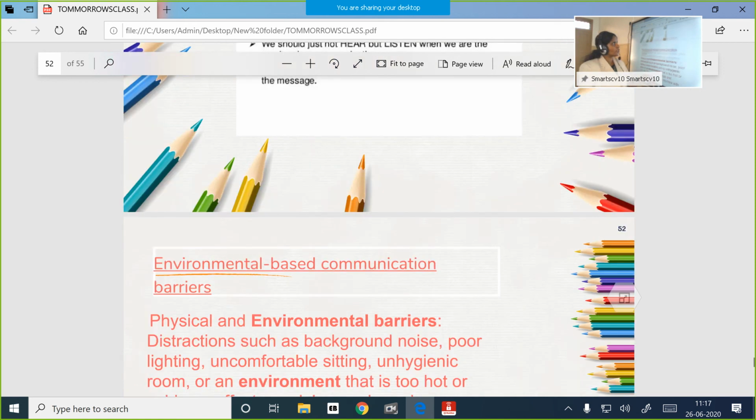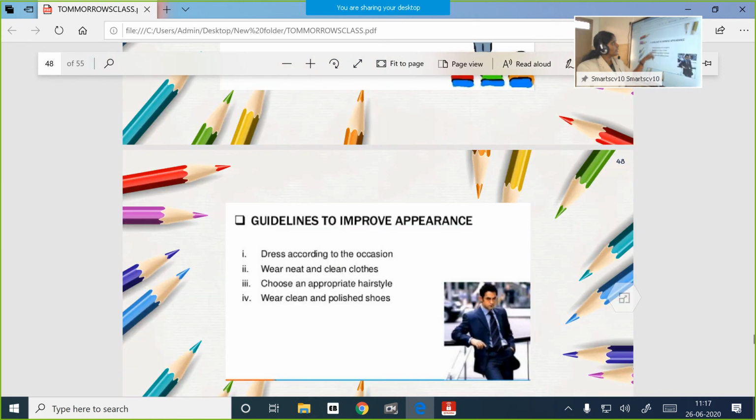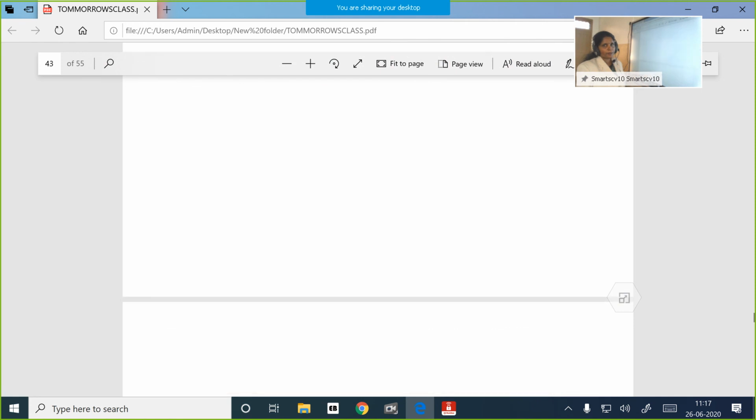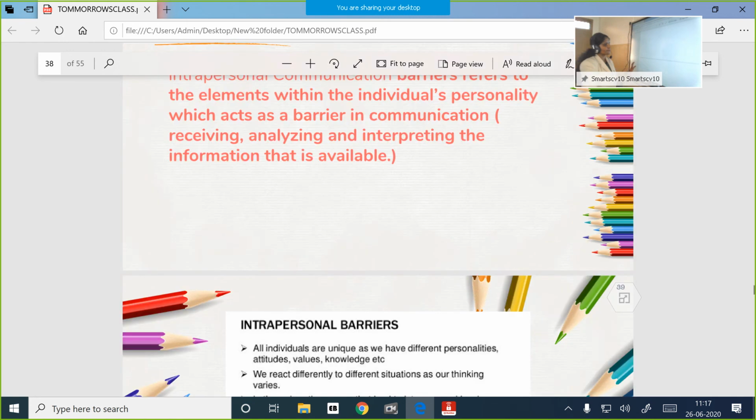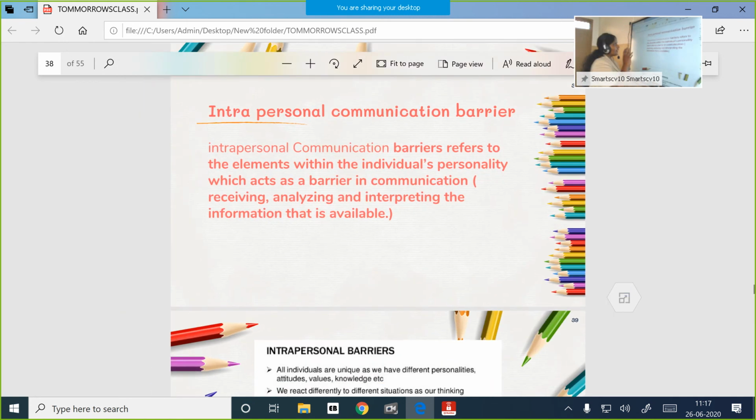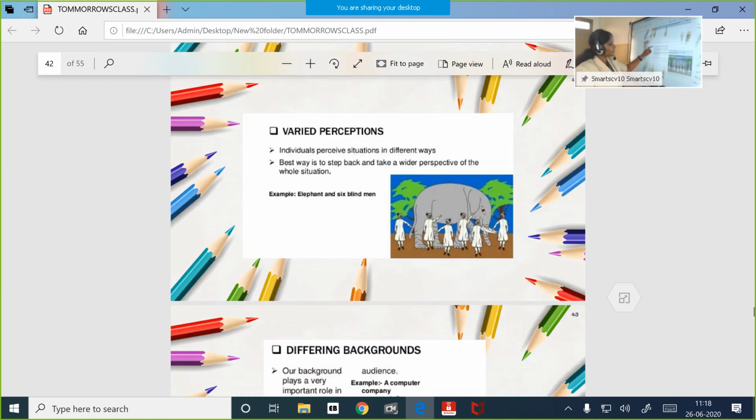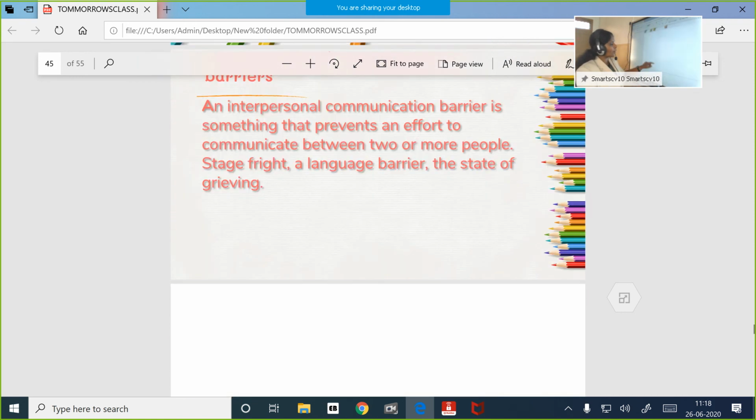So, three types of communication barriers which we have to study: interpersonal, intrapersonal, and environment. I'll tell you once more. I hope it is clear. Intrapersonal communication refers to the element within us that prevents us from communicating. The elements that we have developed within us that prevent us from communicating are called intrapersonal communication. Now, interpersonal is actually we don't know how to communicate.